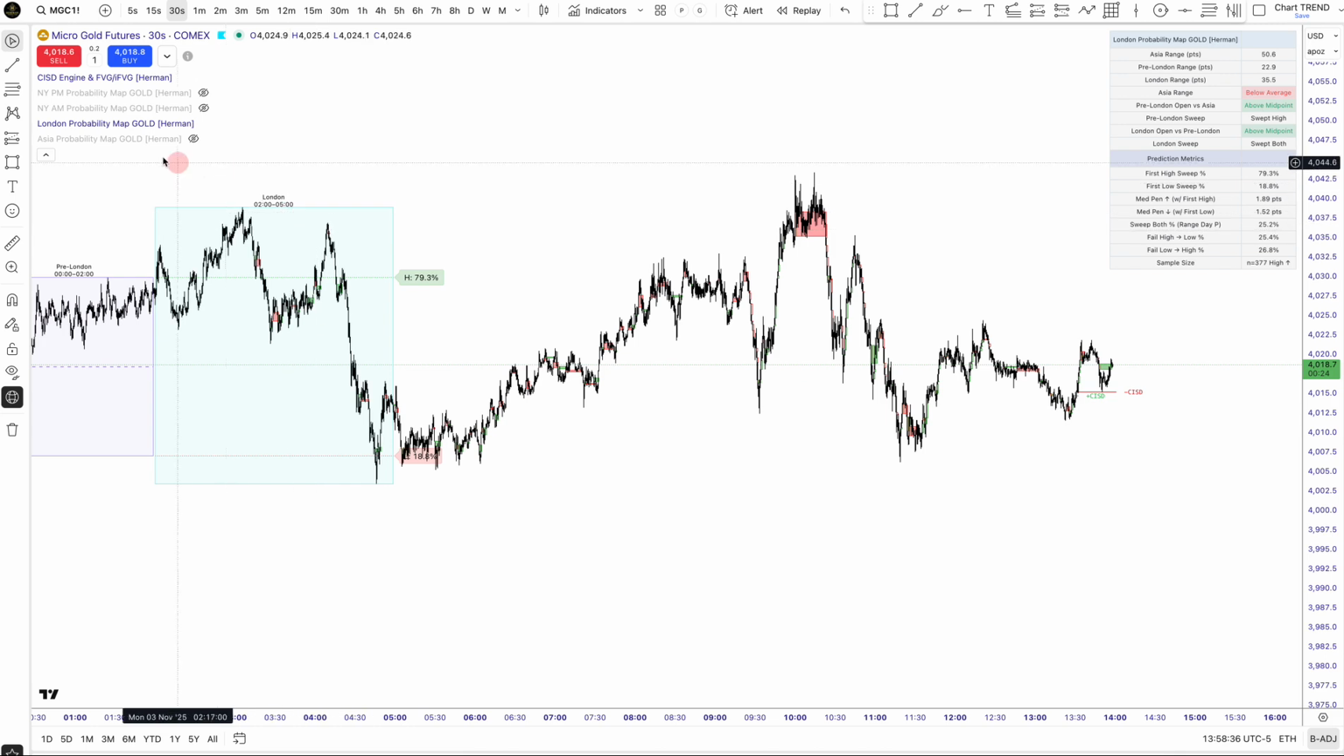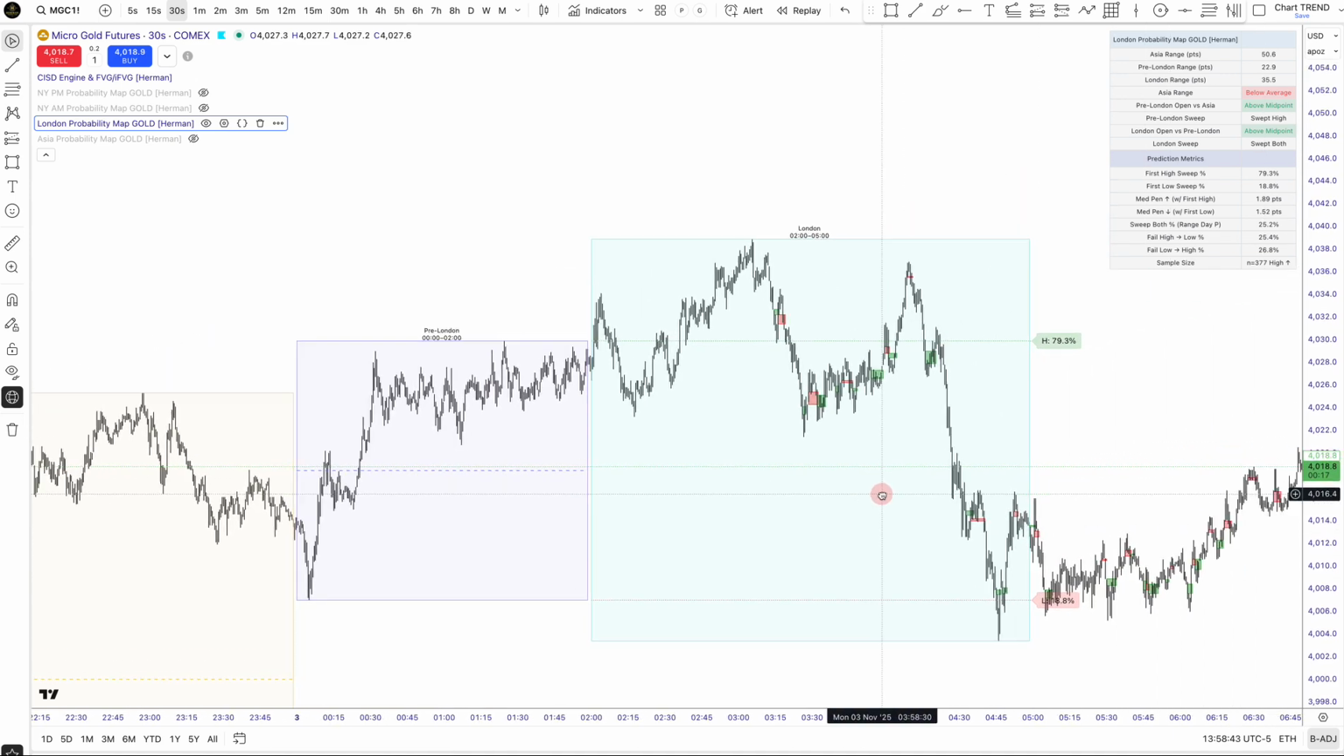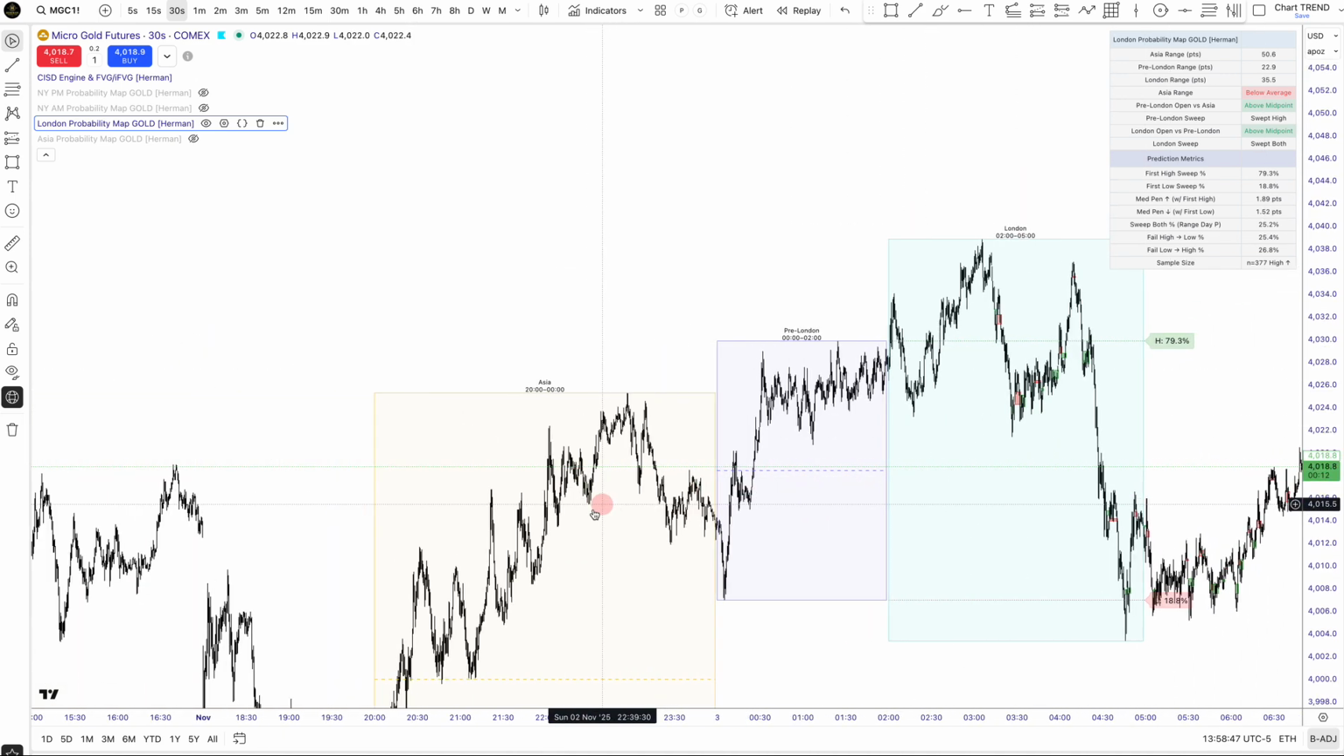So let's do a little backtesting on the London probability map. Let's start today, 3rd of November. We had the probabilities to sweep the high first and we swept it, but I can't see any trade entry.